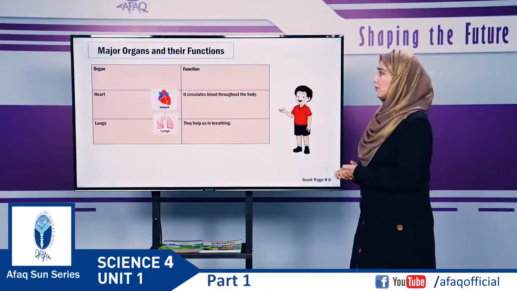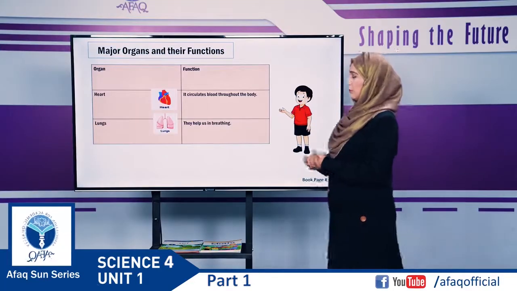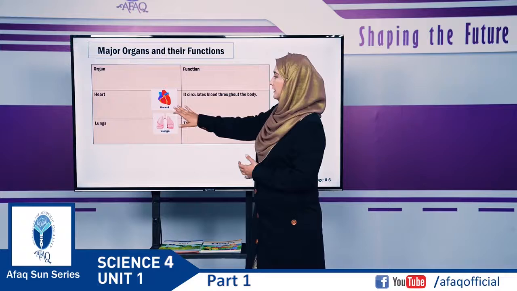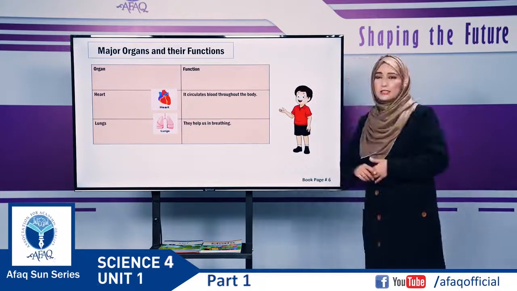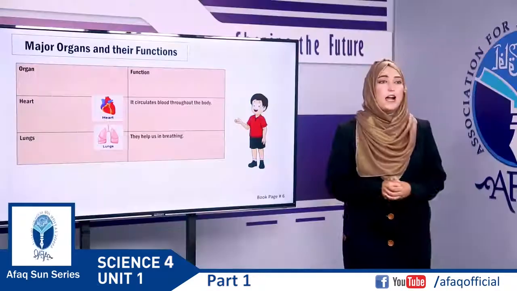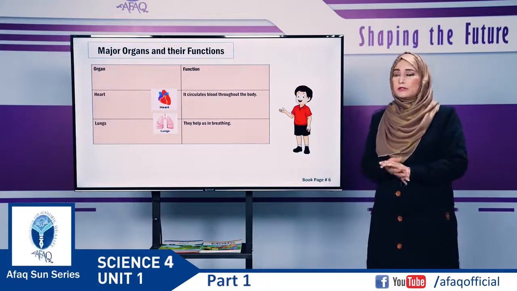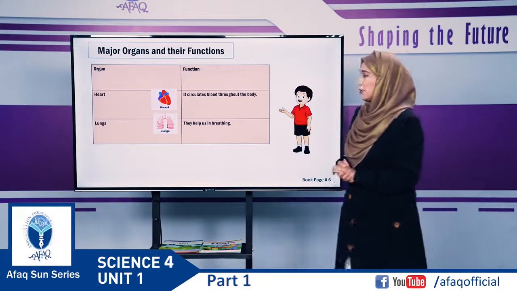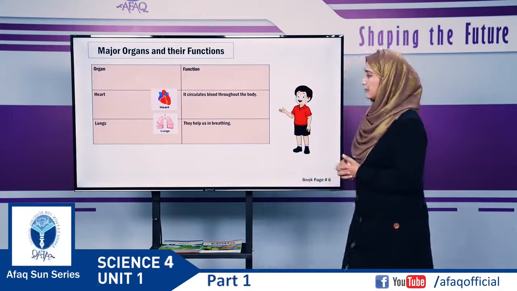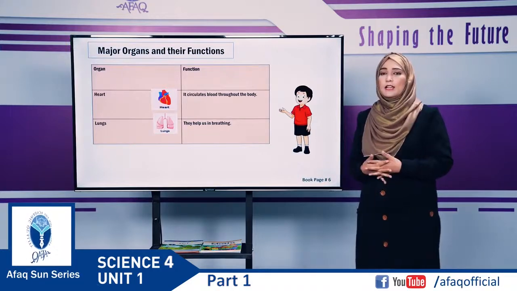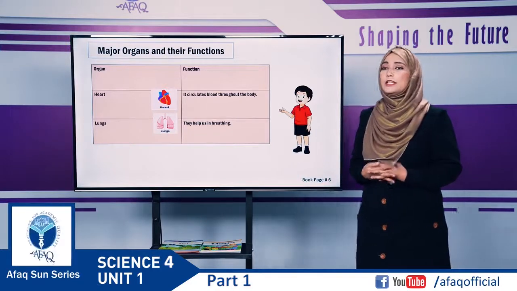Let's start it. Okay, what you can see here is the picture of the heart. What does the heart do? Do you know that? Heart pumps blood to the body. It circulates the blood throughout our body. The next organ is lungs. What do they do? Lungs help us in breathing.